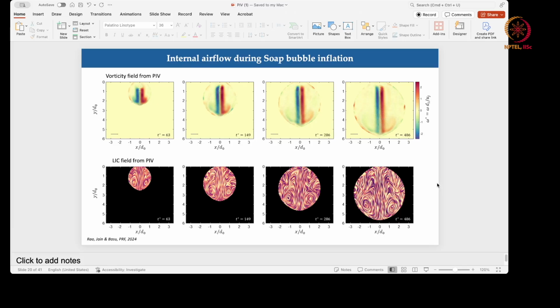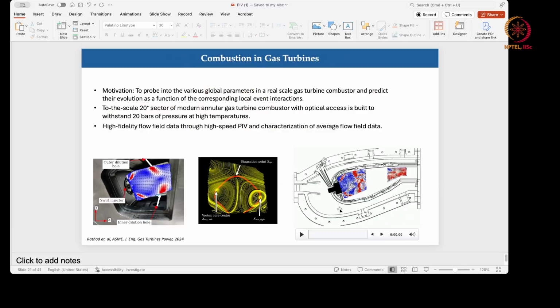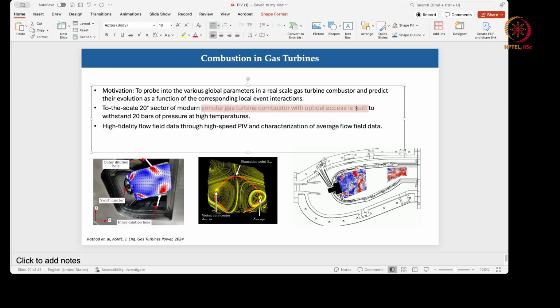So this is complicated. Okay, and this is one level above, so that I showed it for millimeter. Now what about we go actually to meters? This is the flow within an actual gas turbine. So you can see this is a 20-degree sector of a modern annular gas turbine combustor with optical access to withstand 20 bars of pressure. So one needs to see the flow field inside this combustor.